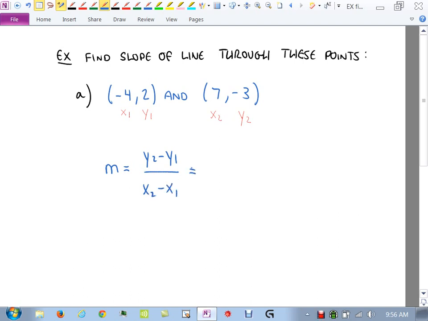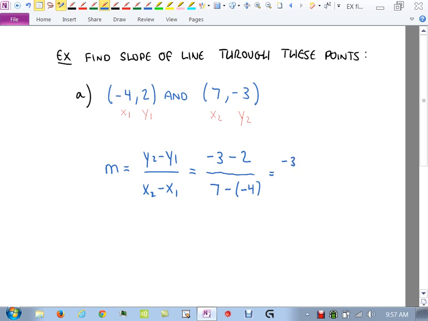Now, I kind of threw some things in here to try and confuse you. What's y2? Negative 3. And I'm going to subtract from that y1. What's y1? 2. Right, so I'm taking negative 3 and I'm subtracting 2. Now do the bottom one. That's 7, right? That's x2. Subtract what, though? Subtract x1, but x1 is negative 4. So you're subtracting a negative, aren't you? And whenever you see minus minus, it always turns into plus.